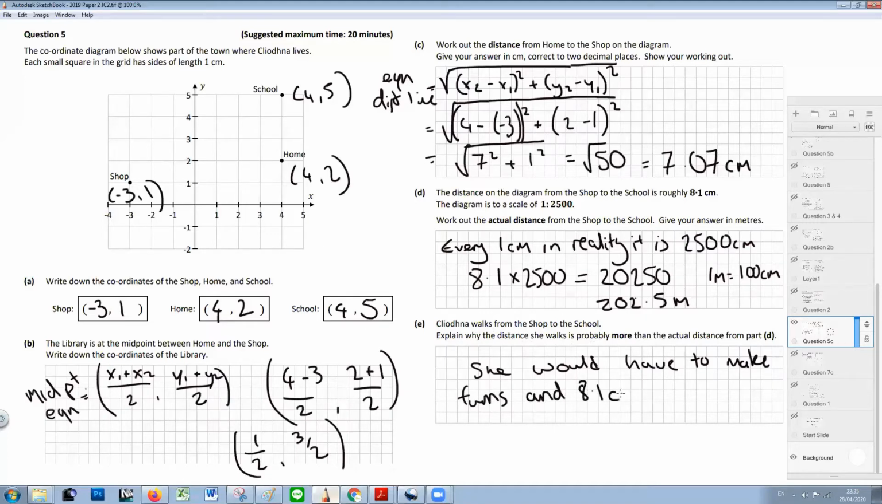8.1 centimeter on graph is as the crow would fly. And that's it. Okay, so that's that. We'll move on to the next question.